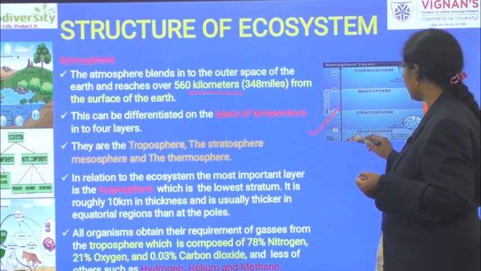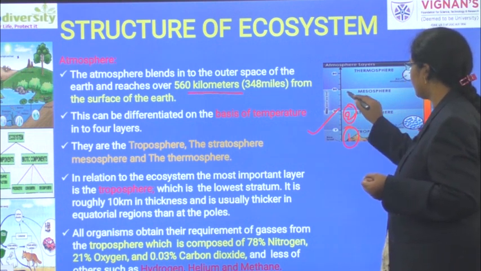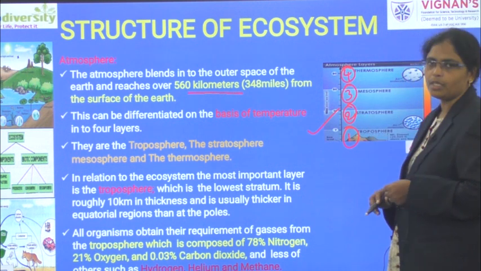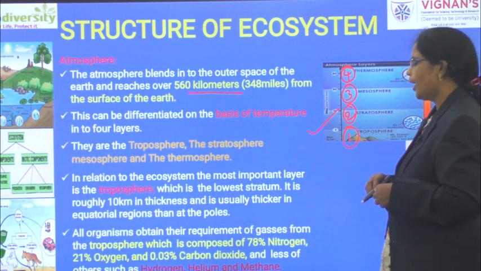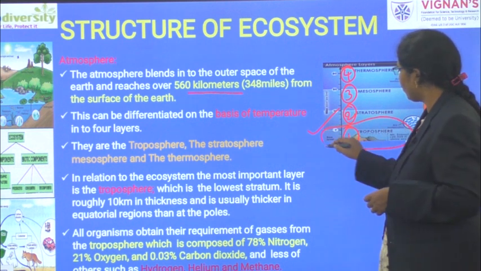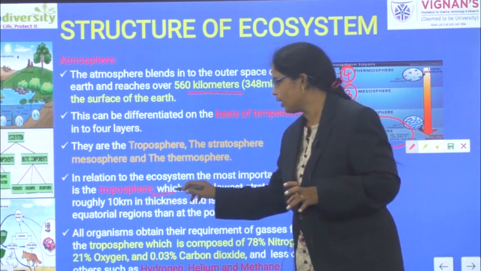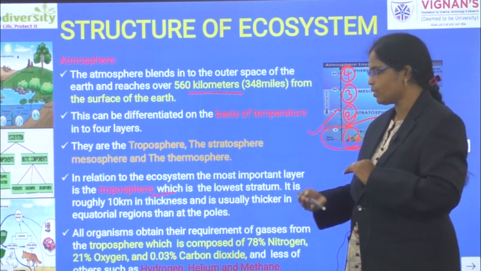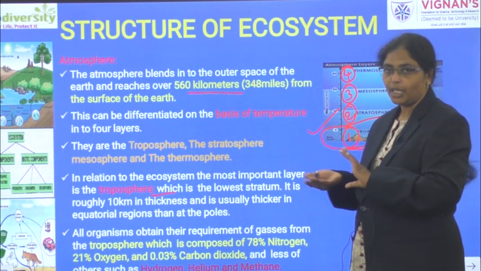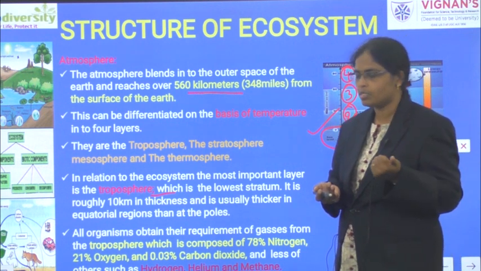If you see the levels, the first one is the troposphere, the second level is the stratosphere, the third one is the mesosphere and the fourth one is the thermosphere. So these are the various levels in the atmosphere. Among all these four levels, the first level plays an important role in the ecosystem. The troposphere is the lowest one. It occupies around 10 kilometers from the surface of the earth, and it is usually thicker in the equatorial region, whereas it is thinner in the polar regions.